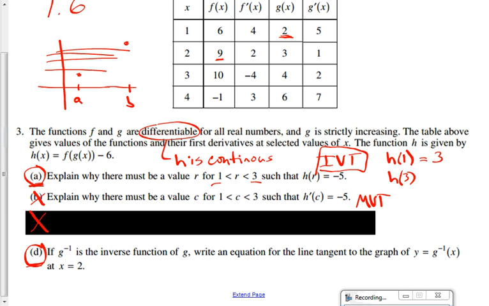H of 3 is a composition. Start with g. G of 3 is 4. Put that into x, I get negative 1. Negative 1 minus 6 is negative 7. Pretty clear right now that negative 5's got to be there?